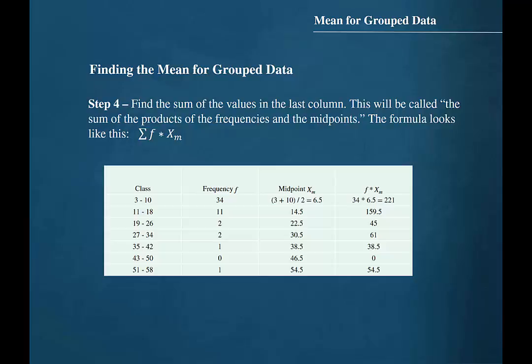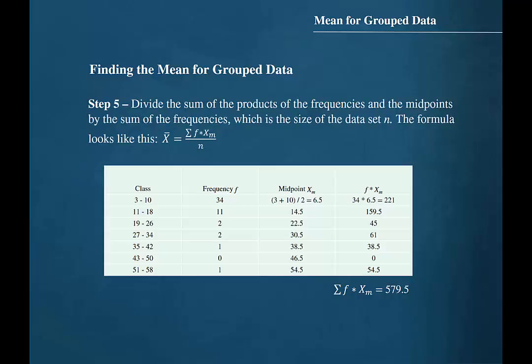This will be called the sum of the products of the frequencies and the midpoints. The formula looks like this. The sigma symbol means to sum or add up, and then we have the products of the frequencies and the midpoints. Adding each of these products, we find the sum to be 579.5, which serves as an estimate for the sum of the data values.